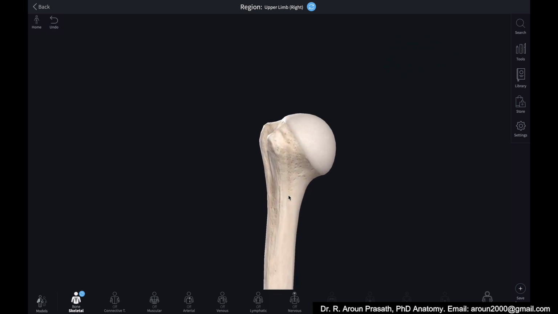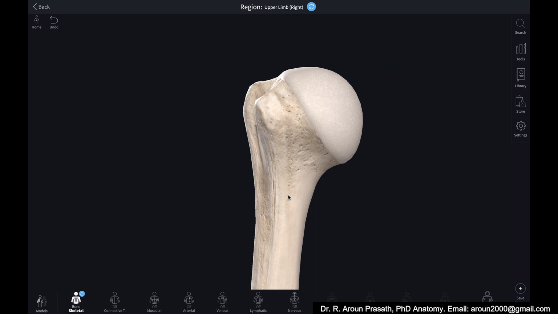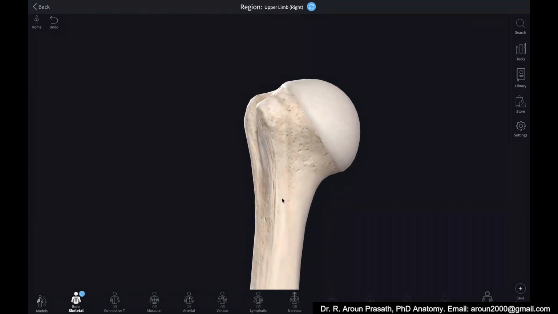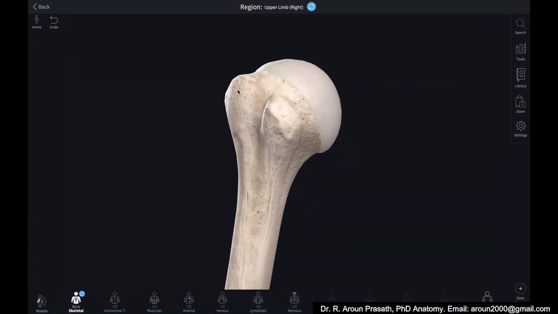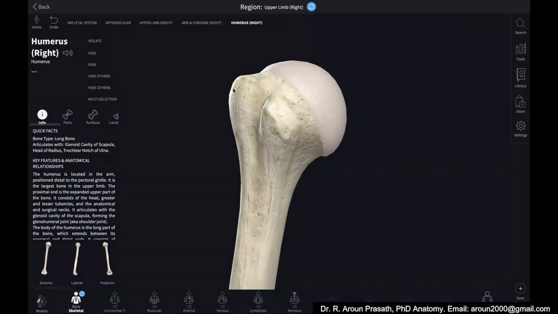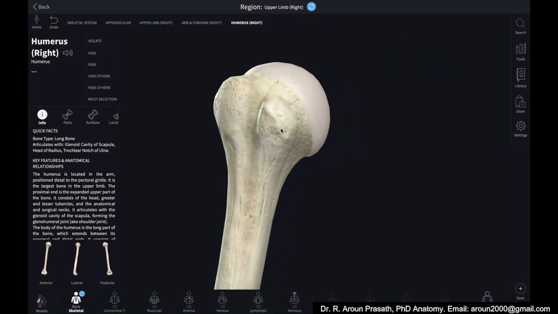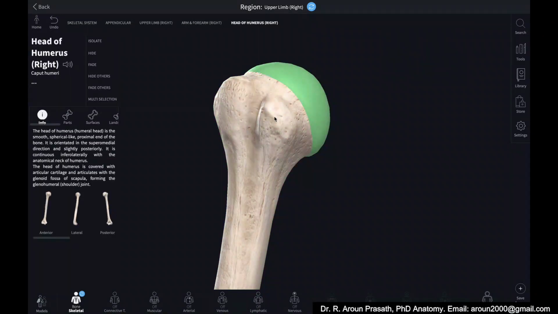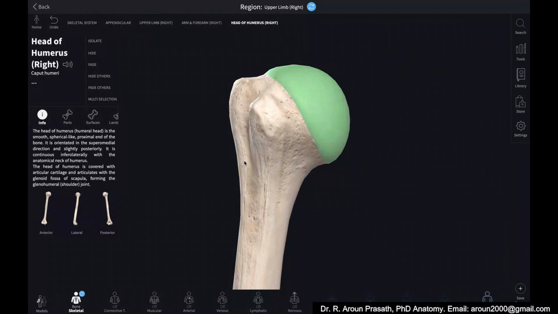Okay, now in the upper end of the humerus, this region is called the greater tubercle, and this region is called the lesser tubercle. In between these two tubercles, there is a groove. This is called the intertubercular sulcus, also called the bicipital groove.